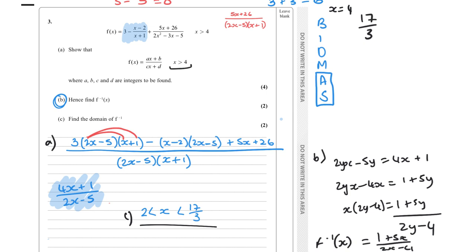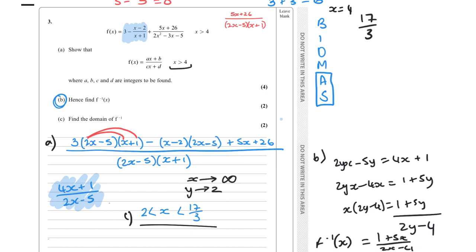So if you put 1,000 into (4x plus 1) over (2x minus 5), so 4 lots of 1,000 plus 1 over 2 lots of 1,000 minus 5, it would be 2.000, something like that. Or put in 10,000. I just think of a really big number. Sometimes I start off with 100 and then put in 1,000. And what you'll find is, when you keep putting them in, it's tending towards 2, isn't it? So we're saying, as x tends towards infinity, y tends towards 2.